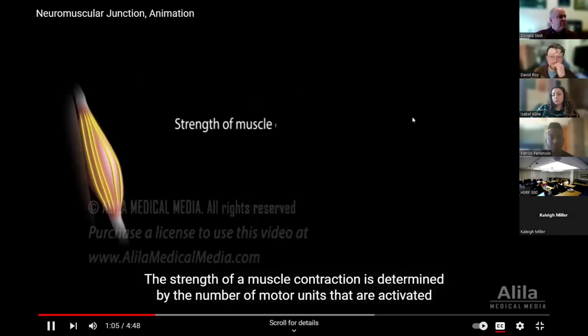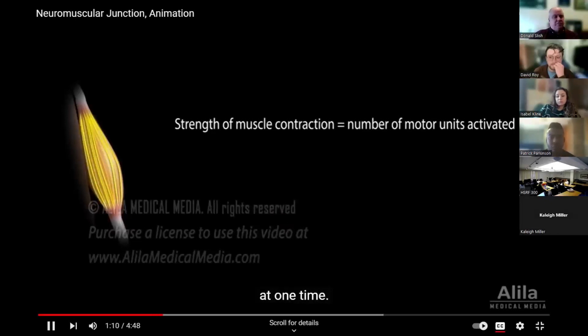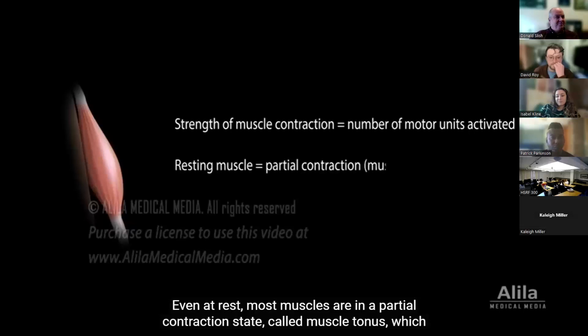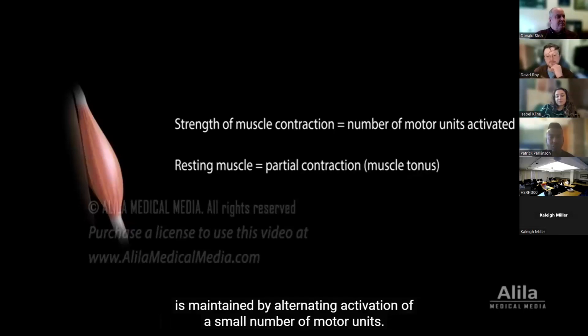The strength of a muscle contraction is determined by the number of motor units that are activated at one time. Even at rest, most muscles are in a partial contraction state called muscle tonus, which is maintained by alternating activation of a small number of motor units.